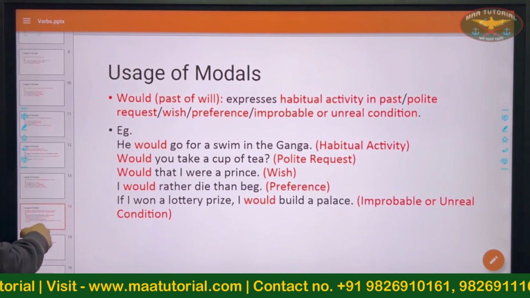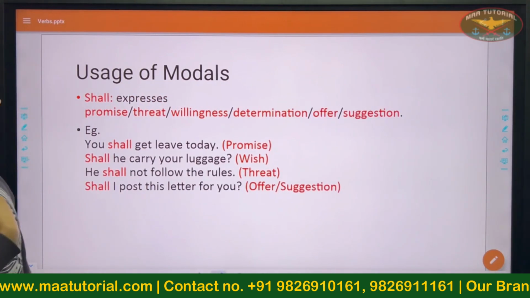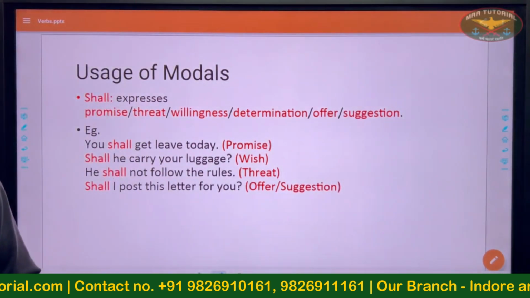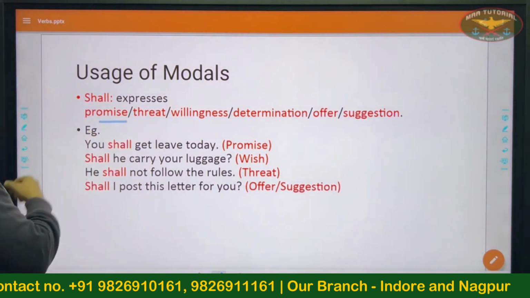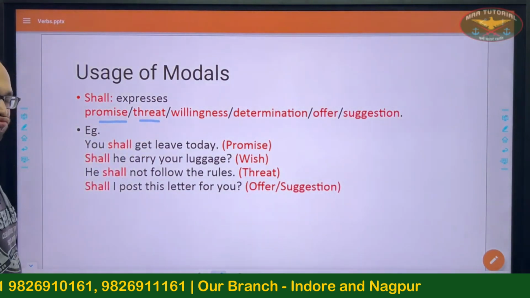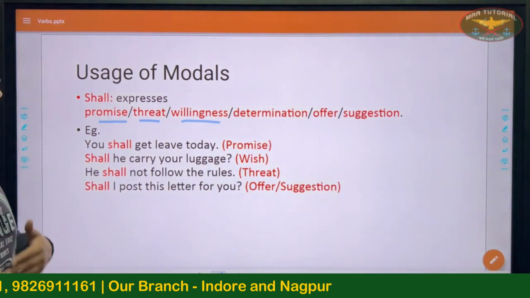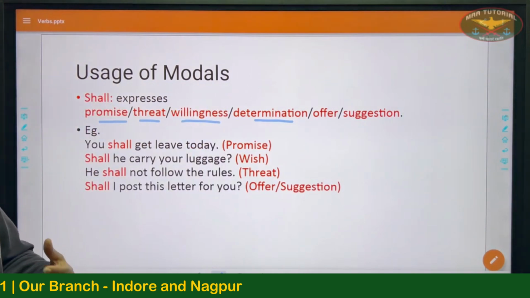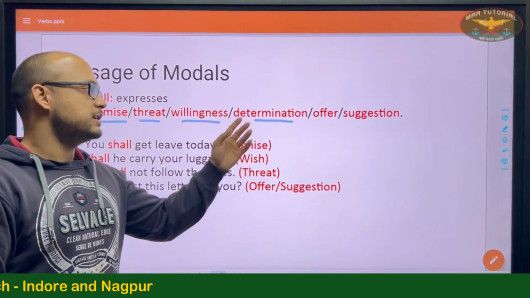Our next modal, shall. Shall is like will, but sometimes when we are offering a suggestion or offering assistance, there we use shall, and will cannot be used at that place. It expresses what? It expresses promise. When you promise something that I shall do it. Threat. He shall not follow the rules. Willingness. When I show willingness of doing something, the want of doing something. Determination. Strong decision making capability, that I've decided something and I'm going to do it. Nothing can stop me. That is determination.